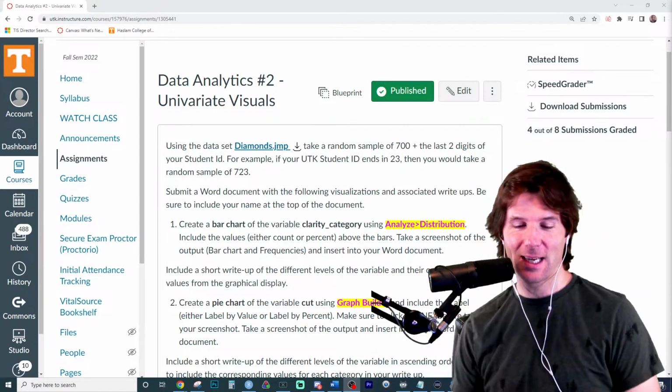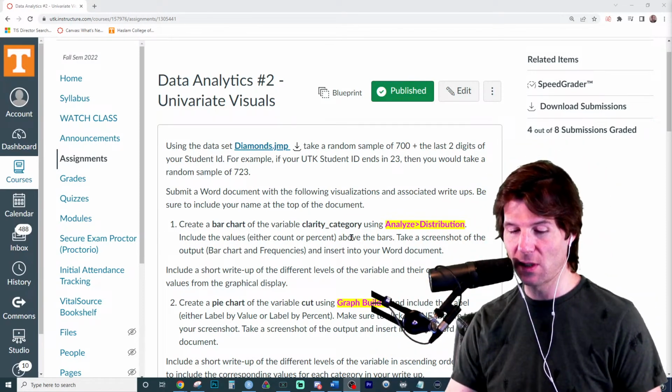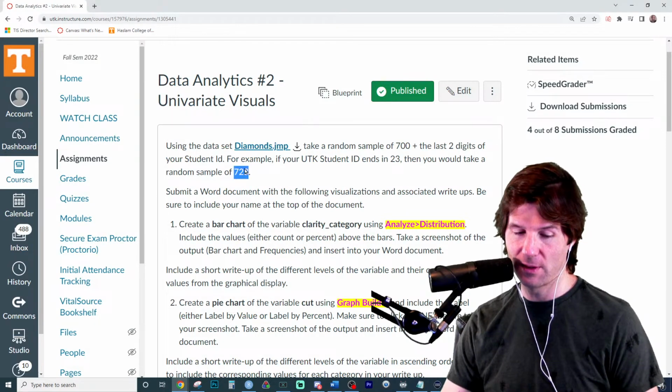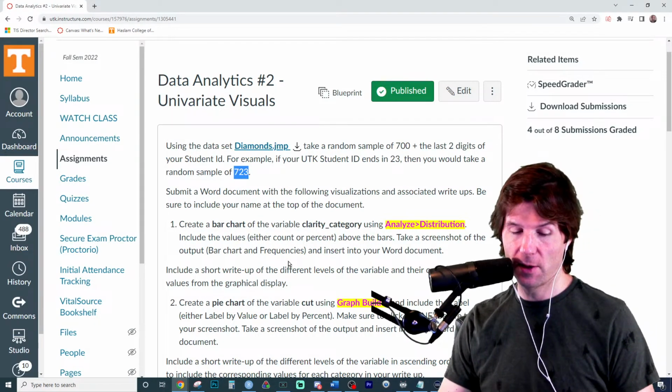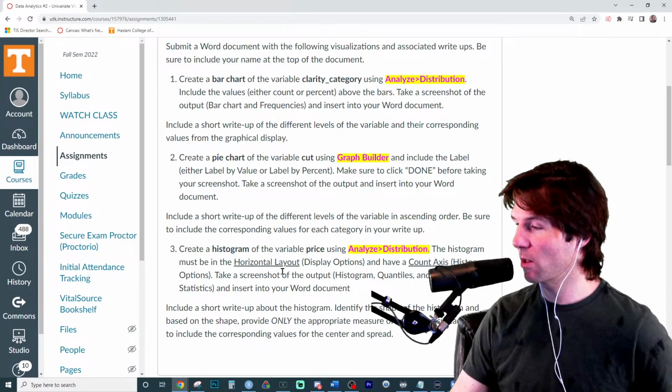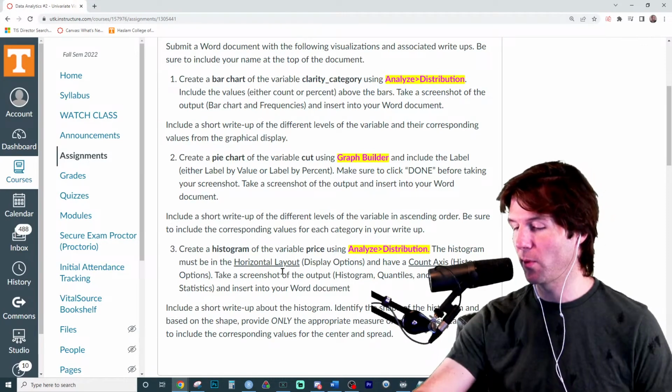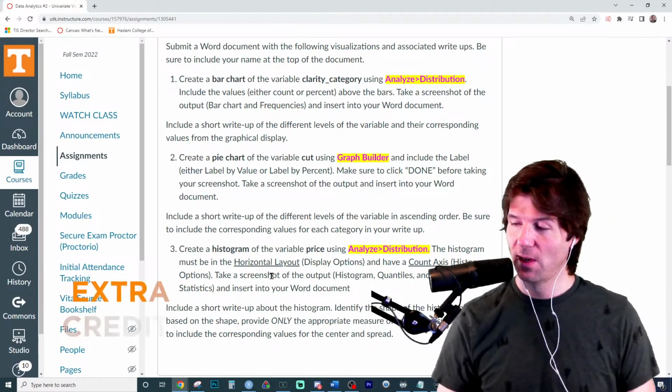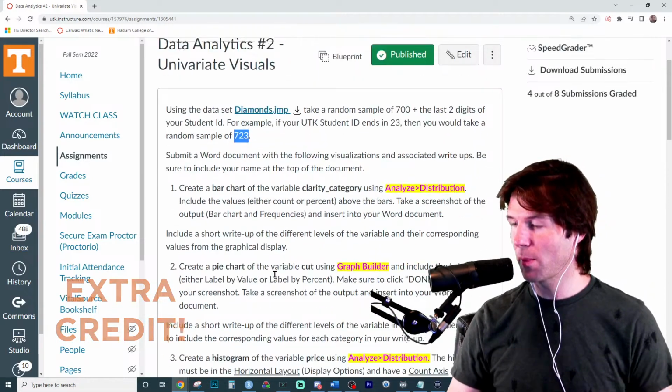Use the diamond data sets. Take a random sample of 700 plus the last 2 of your UTID. So you'll want to do 700 something. And then right here, create a bar chart, a pie chart, and a histogram. You're welcome anytime. 100 points. Just thank you for swinging by. I appreciate that. So bar chart, pie chart, histogram.